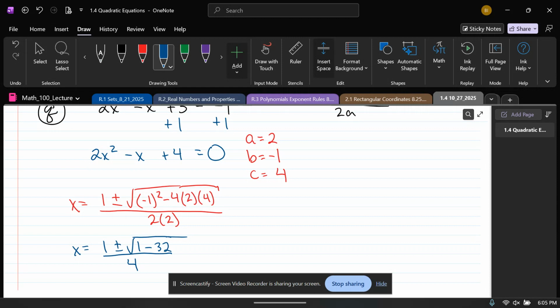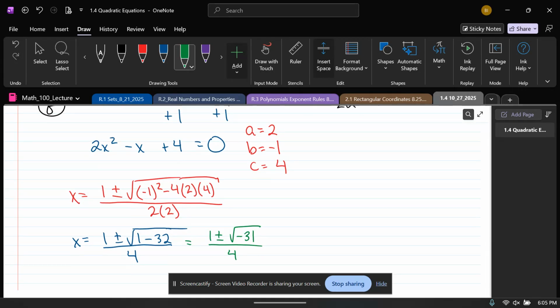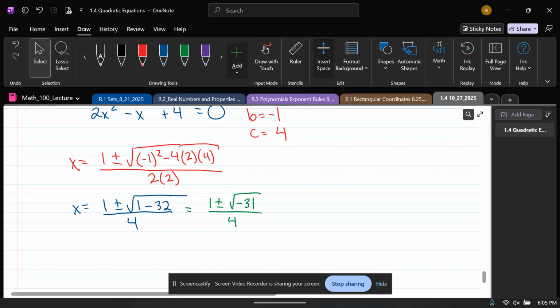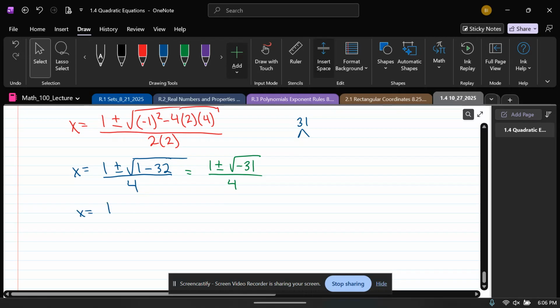Excuse me. So I have 1 plus or minus the square root of 1 minus 32, and all of that is over 4. So that's going to be 1 plus or minus the square root of negative 31 over 4. So what do we know about 31? Is it a perfect square? No. Does it break down? No, it's actually a prime number. But because there's a negative under there, what will come out of the radical? An i. So we have 1 plus or minus i radical 31.